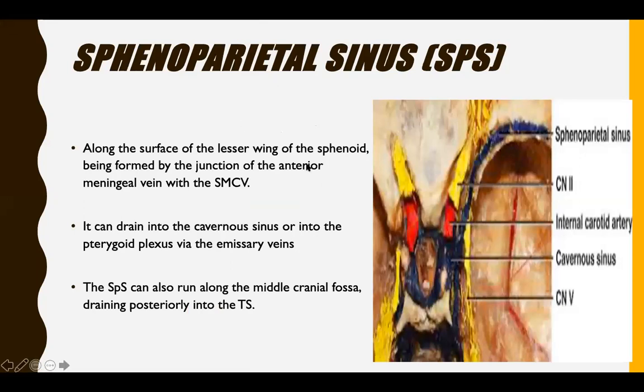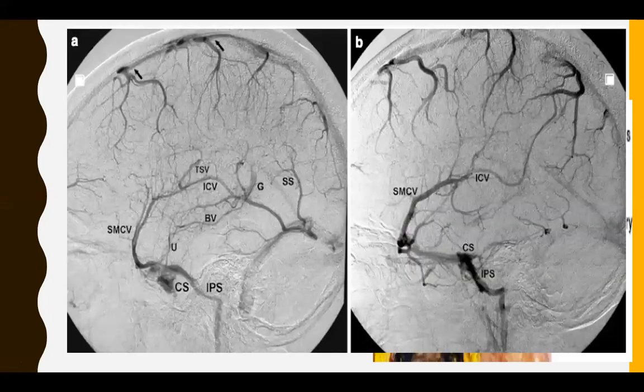Coming to the next efferent vein, the sphenoparietal sinus. As we all know, the superior drainage of the cavernous sinus is via the sphenoparietal sinus, which drains along the lesser wing of the sphenoid, being formed by the junction of the anterior meningeal vein with the superficial middle cerebral vein. Sometimes the sphenoparietal sinus drains into the cavernous sinus, or occasionally it can drain directly into the pterygoid plexuses via emissary veins, and it occasionally drains posteriorly into the transverse sinuses.